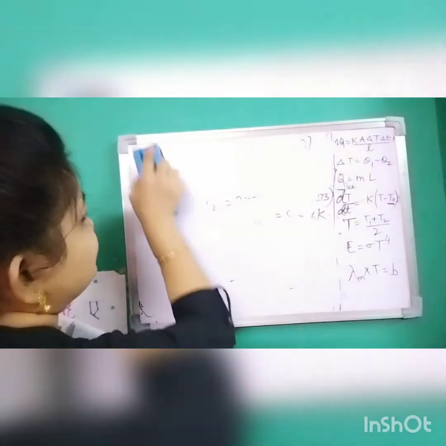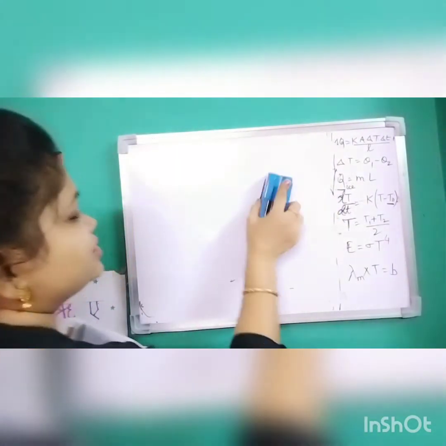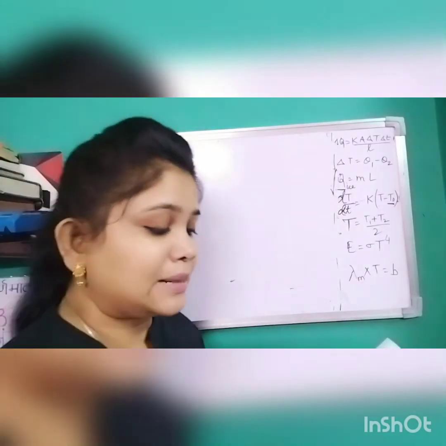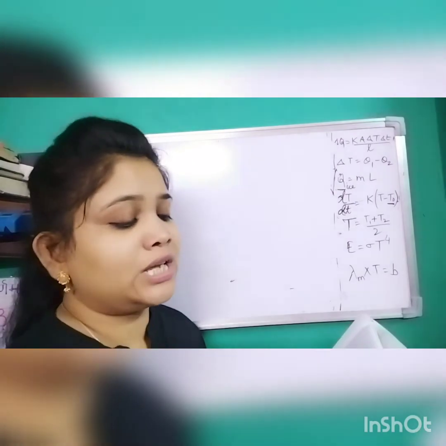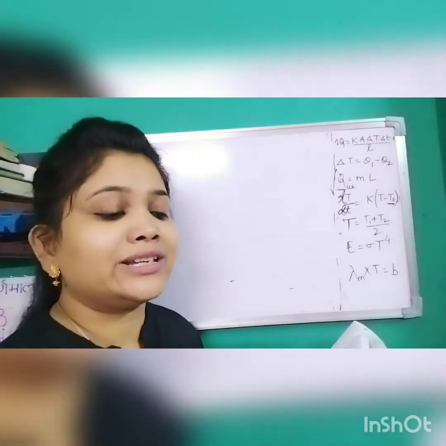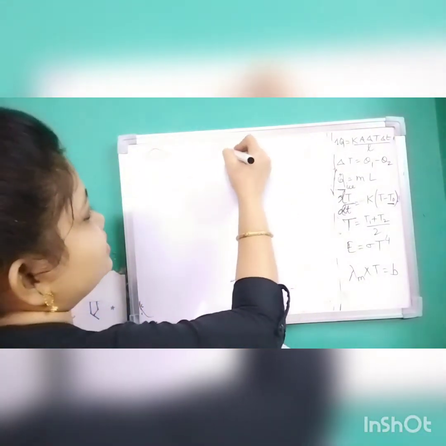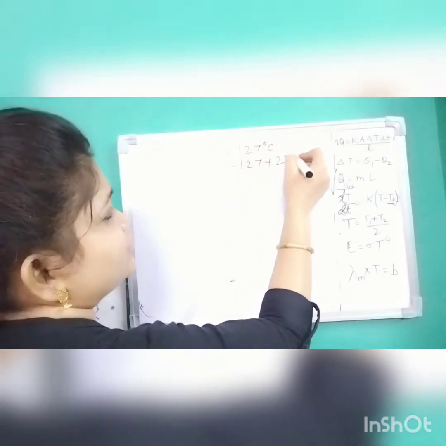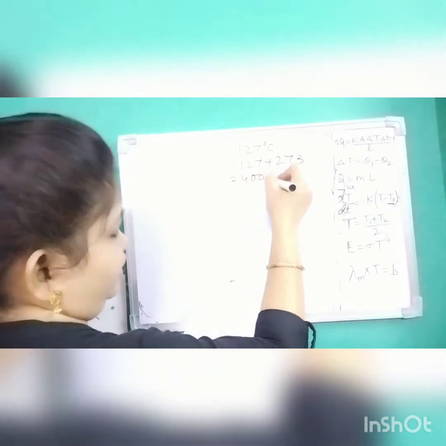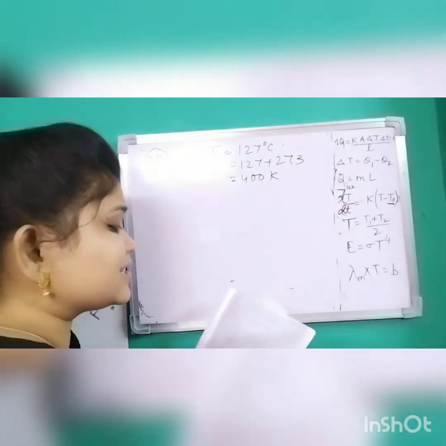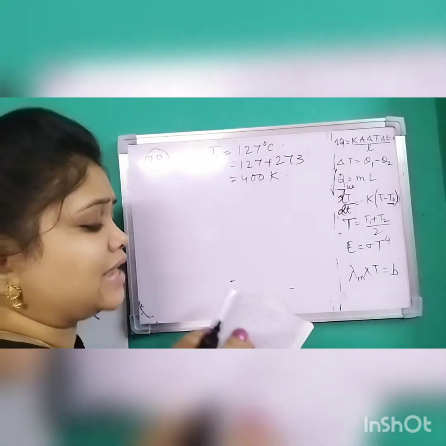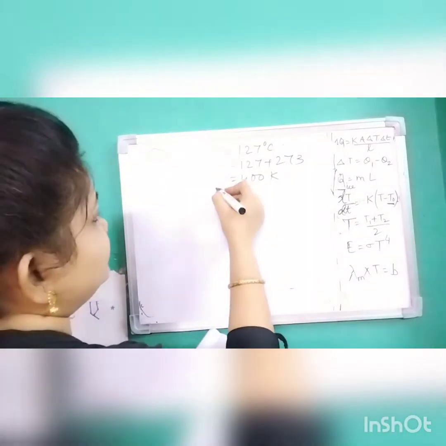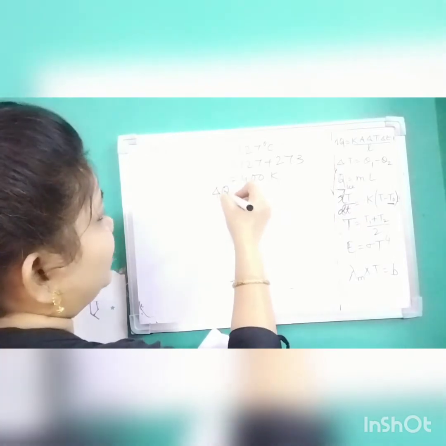Let's do sum number 20 quickly. This chapter's sums are really easy. You only have to go through the sums. Sum number 20: a black body at 127 degree temperature. That means T1 is given as 127 degree centigrade, which is 127 plus 273, which is 400 Kelvin, is radiating energy from its surface at a rate of 1 into 10 to the power 6 joules per second. That means delta Q by delta T.